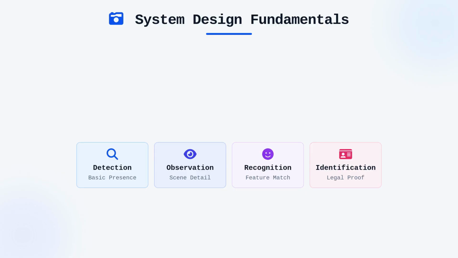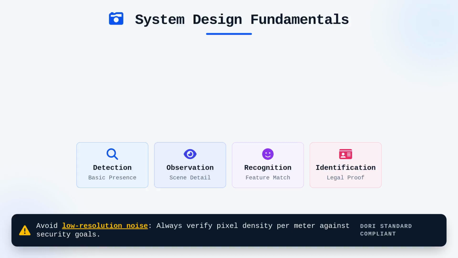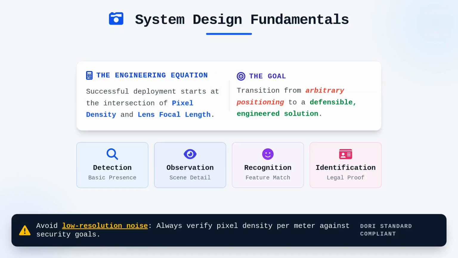You must recall that field of view mathematics are not abstract. They are the constraints that dictate whether a scene provides actionable data or merely low-resolution noise. When calculating required sensor resolution, always verify that your pixel density per meter meets the specific operational requirement determined by the client's security goals. By anchoring every project in these mathematical bounds, you transition from arbitrary camera positioning to a defensible, engineered solution that satisfies the rigorous requirements of a professional video environment.